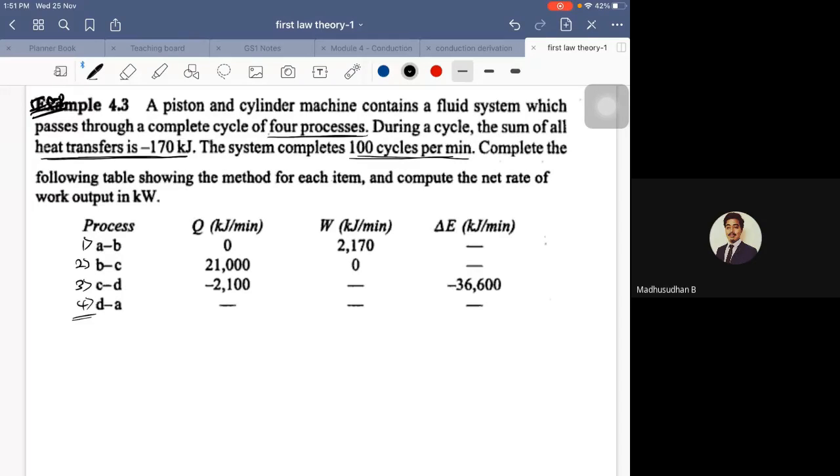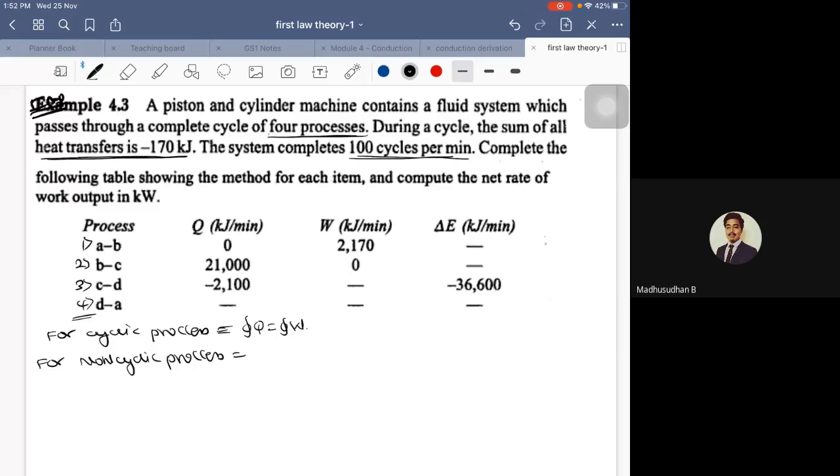So before I start the problem, let us just recall the first law of thermodynamics, what it says. First law of thermodynamics for a cyclic process is what? Anyone? First law of thermodynamics for a cyclic process. How do I apply my first law? The cyclic integral of dQ is equal to the cyclic integral of dW. So that is the first law applied to a cyclic process.